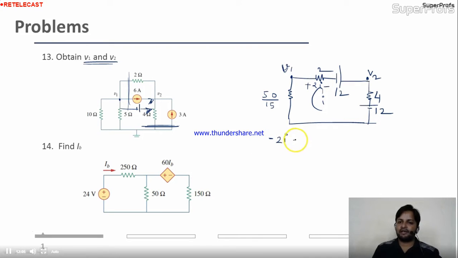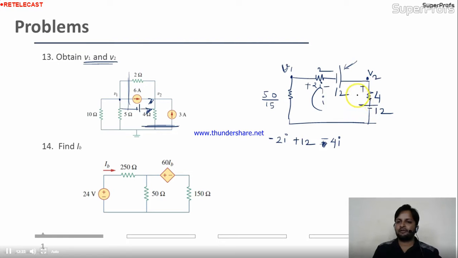So I'll start 2I. Fine. I'll move forward. I'm getting 12 plus 12. Why? Because at the terminating point it is at high potential. Come here. V2 is the point voltage. Come here. This is 4. So, sorry, it is minus 4I.